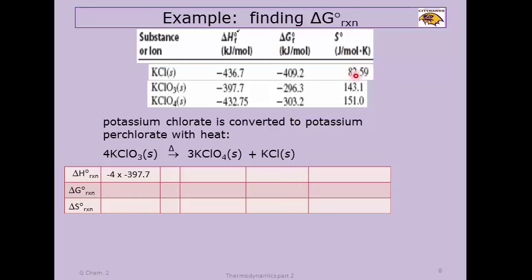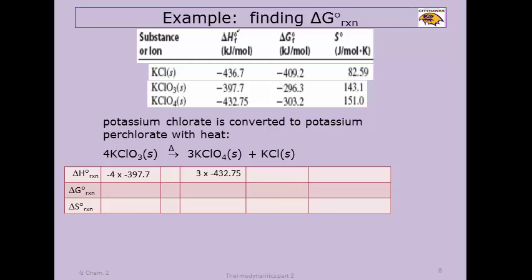And I tend to always just move the decimal over 3 times on my entropy. I'm going to go over here and start filling in the blanks. And once again, this is a reactant, so I need to change the sign on it. The other thing is you need to multiply by the coefficient in front, because you have 4 moles in this balanced chemical equation.